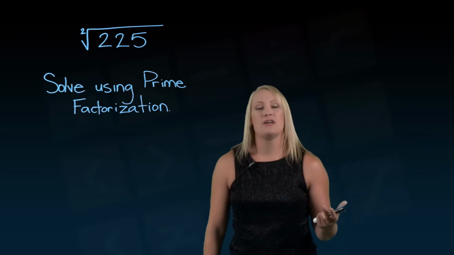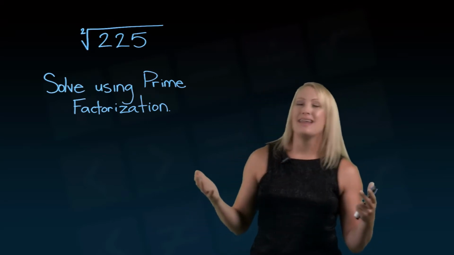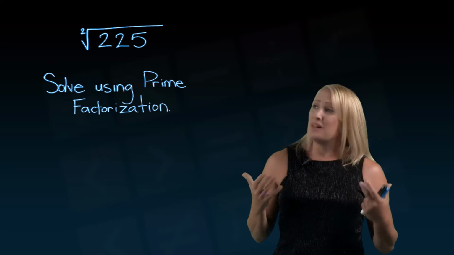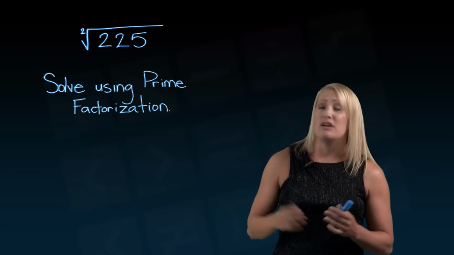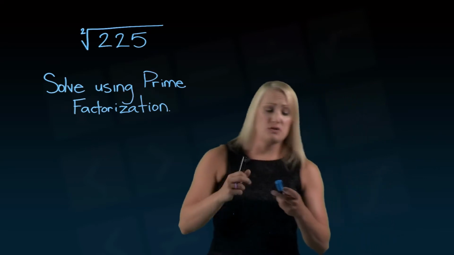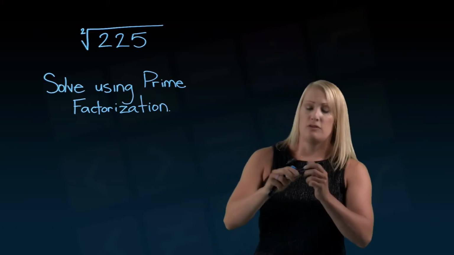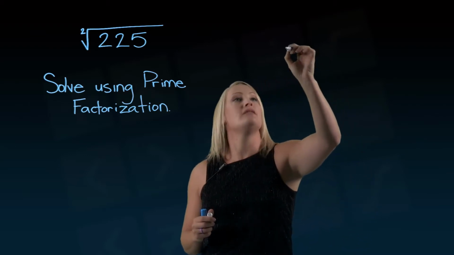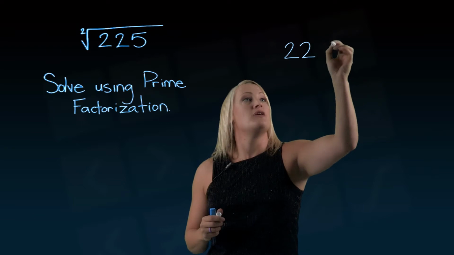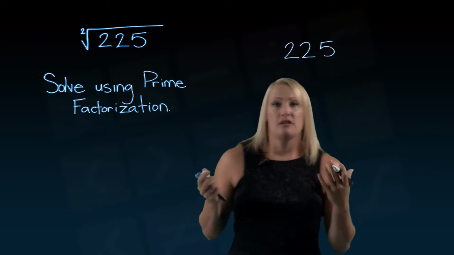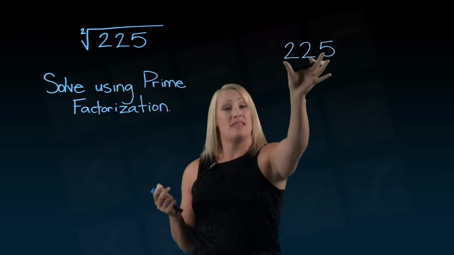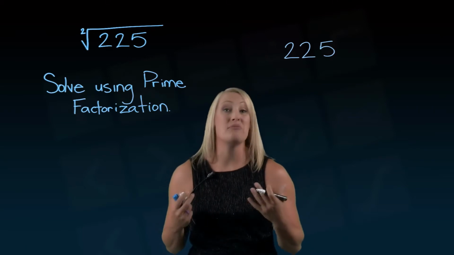And if you've got your calculator in front of you, I know you can type that in and get the answer really quickly. But let's talk about what we would do if we didn't have a calculator. How would we solve that? So we're going to do that using prime factorization. So let's take a minute and write 225. And basically, prime factorization is breaking this down into its prime factors.